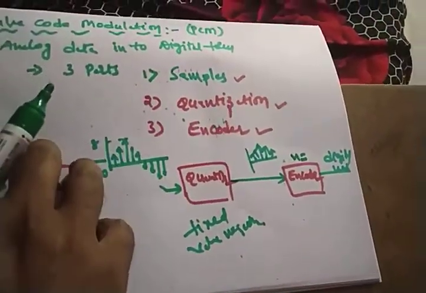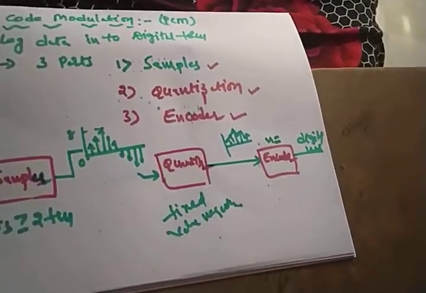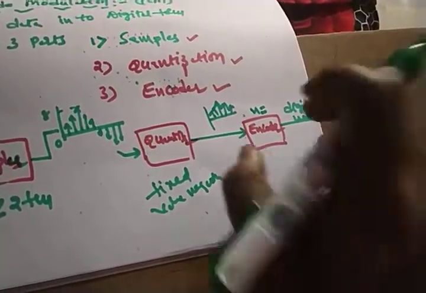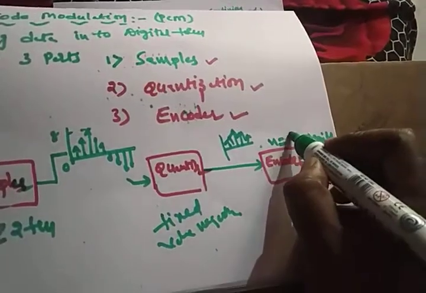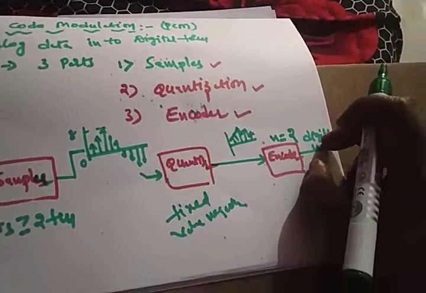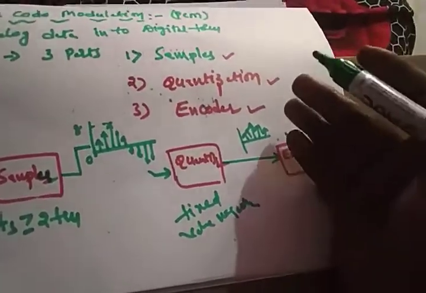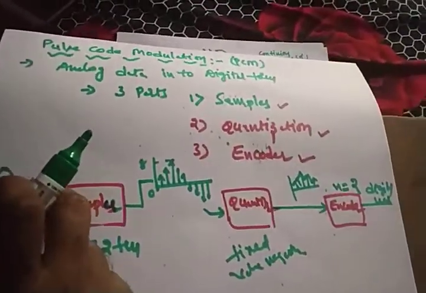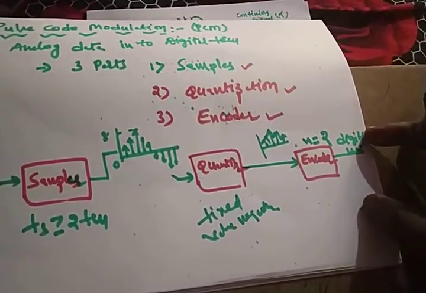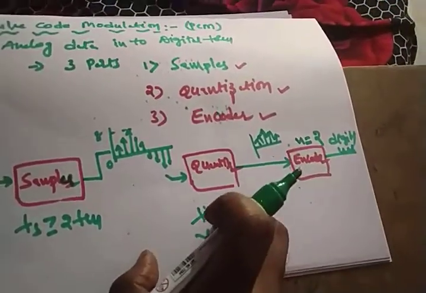Whatever input signal, continuous signal, that you are giving, how many bits we have to represent at the output, the encoder will decide. Suppose the encoder is 2, that means whatever the input signal, I have to represent it in 2 bits. Or if n is equal to 3, I have to represent it in 3 bits, or 4 bits, whatever it may be. Depending on the encoder bits, your quantization will work.